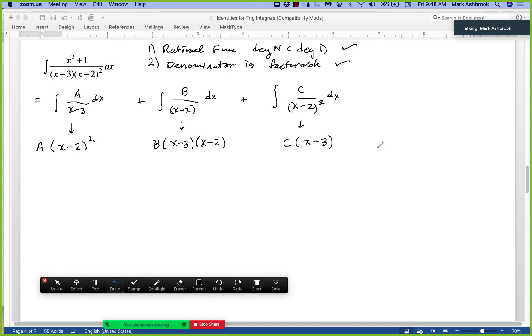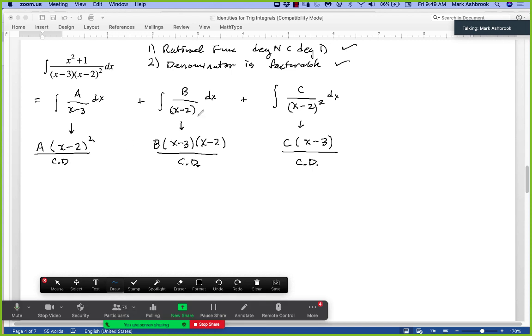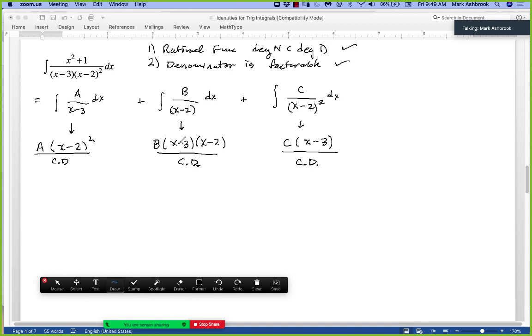So I could also write the common denominator, which is this, because that's where this comes from. Once I multiply this by x minus 2 squared times x minus 3, that gives me the common denominator. x minus 2 times that gives me the common denominator, and so on. But for the bulk of solving the problem, we don't need that, so I'm just going to erase it.